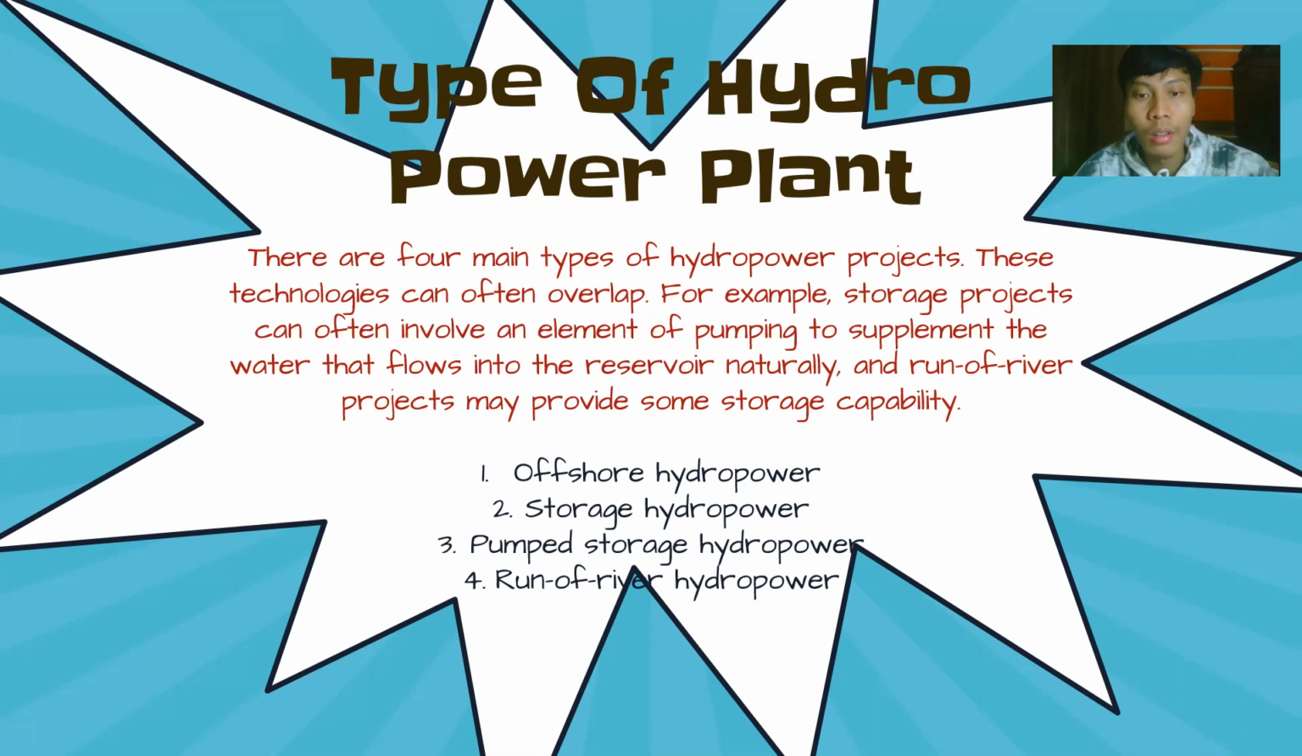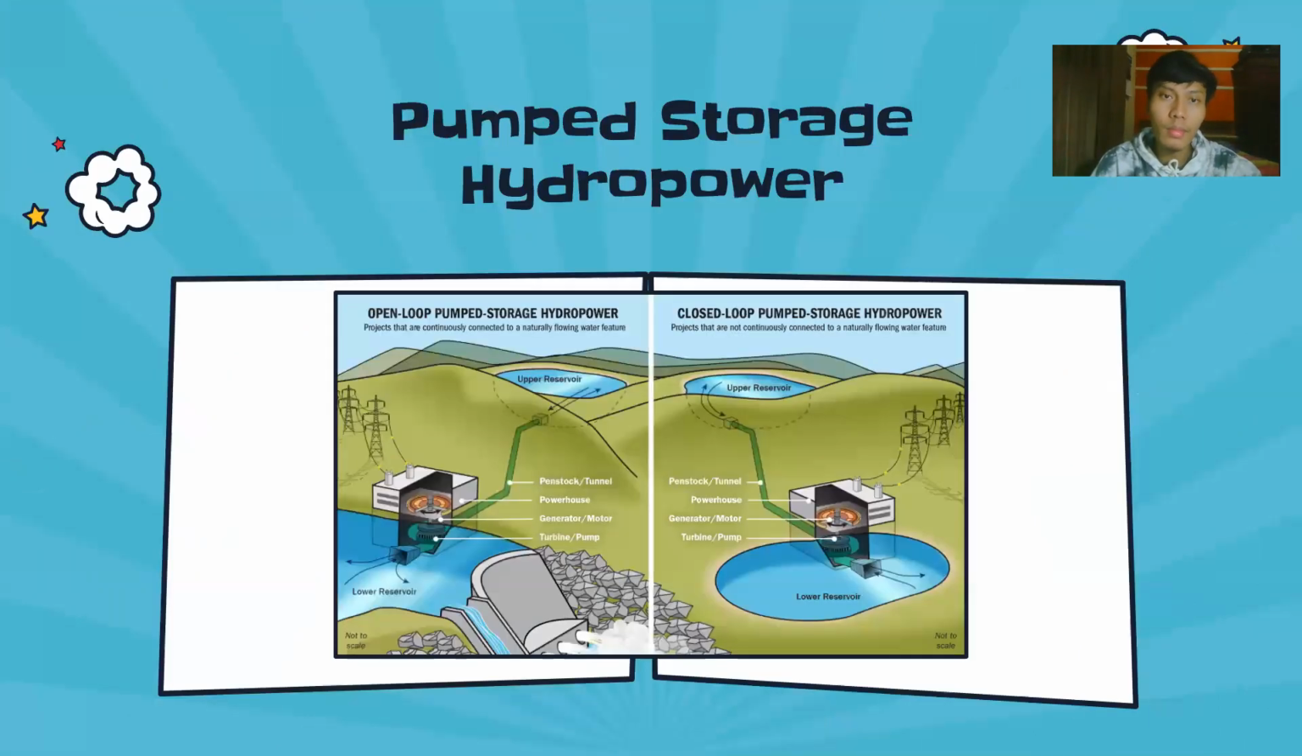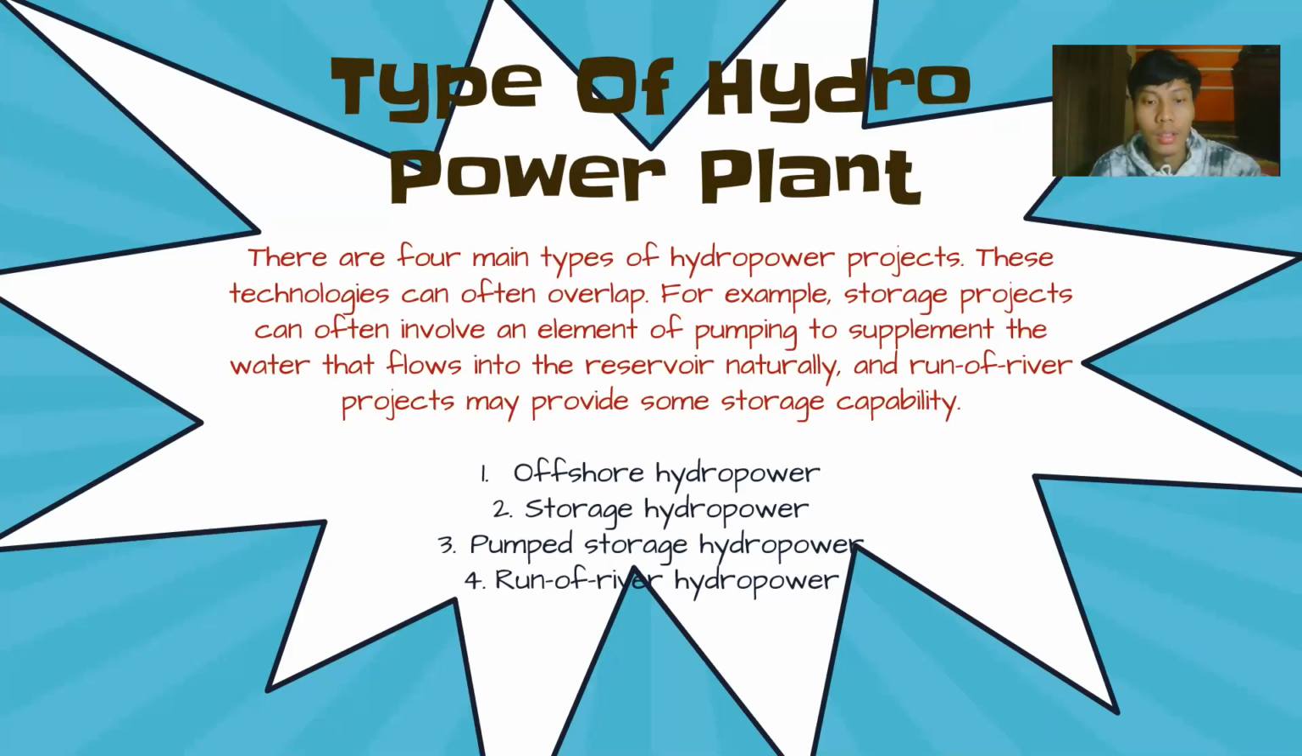The first one is offshore hydropower. The second one is storage hydropower. The third one is pump storage hydropower. And the last one is run-of-river hydropower. Now I will explain about offshore hydropower. Offshore hydropower is a less established but growing group of technologies that use tidal currents or the power of waves to generate electricity from seawater.